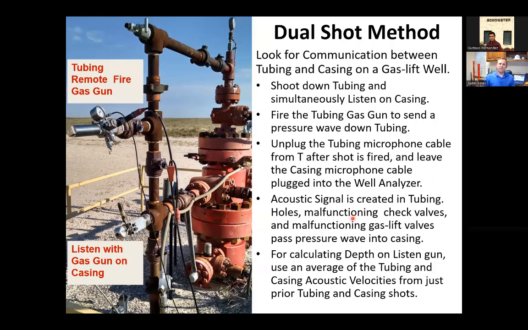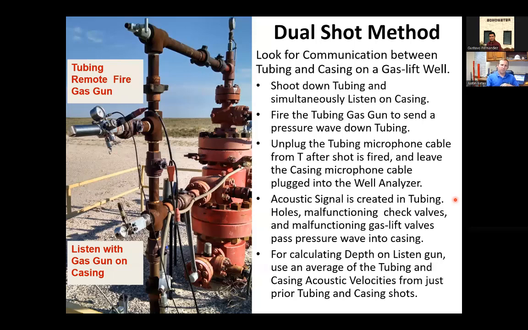Now, the acoustic signal that's created from tubing holes, leaking check valves, or malfunctioning gaslift valves will pass through that particular port and then ultimately be reflected on the acoustic trace. And as we discussed, for calculating the depth through the listening gun, we're going to use the average acoustic velocity from the tubing shot and the casing shot that we took prior to conducting this analysis.